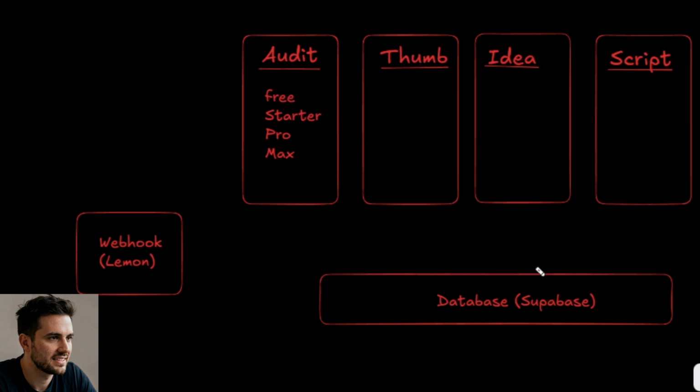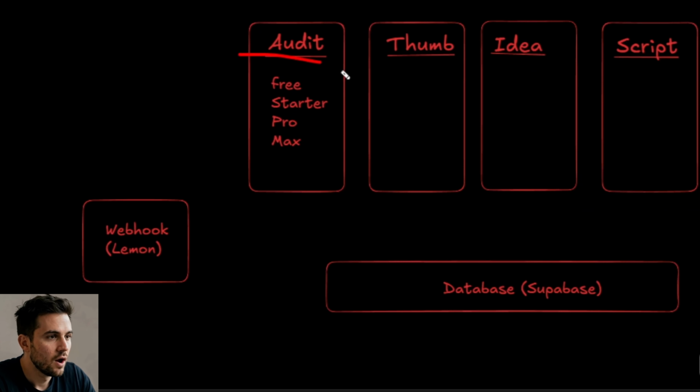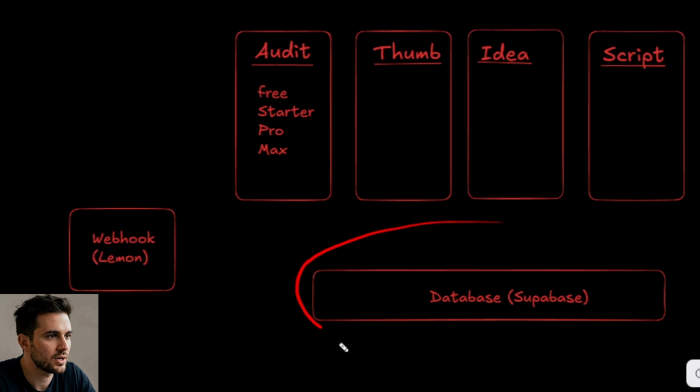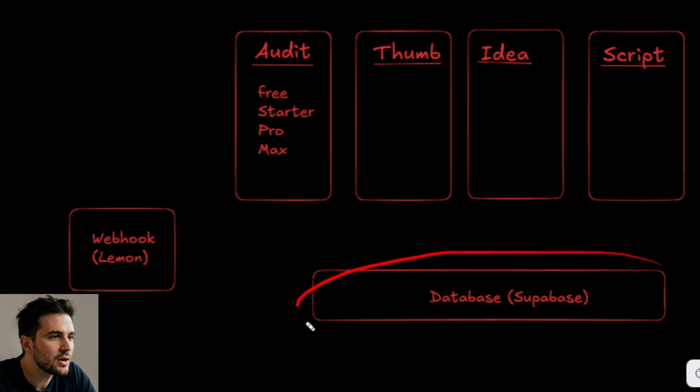All right, let's dive into the initial design of this ecosystem. We're not just talking about one app here. We're building a suite of 4 specialized SaaS tools: an audit app, a thumbnail generator, an idea generator, and a script generator. Now, even though these are 4 separate applications, they're all going to live under one roof, sharing a unified database powered by Supabase.